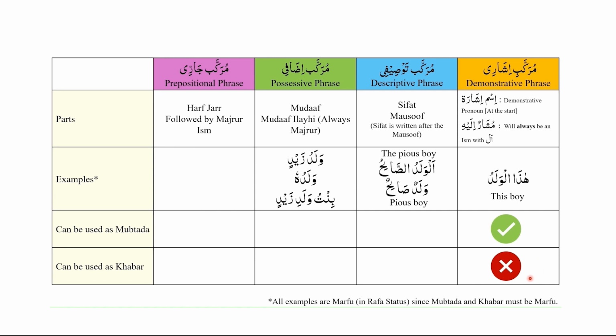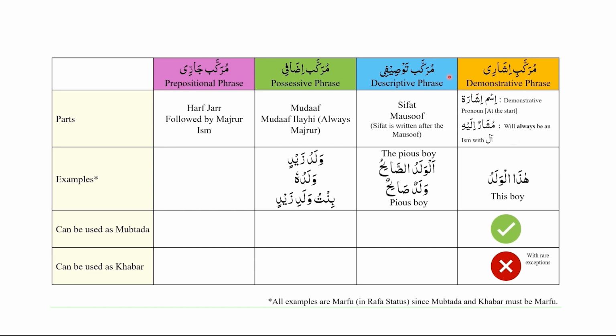Please note that there are rare exceptions to this rule. In rare cases, murakkab ishari can be used as khabar. However, in majority of the cases, and for the purpose of this lecture, we can conclude that murakkab ishari cannot be used as khabar in Jumla Ismiyah.